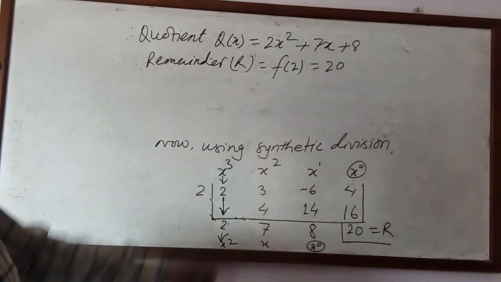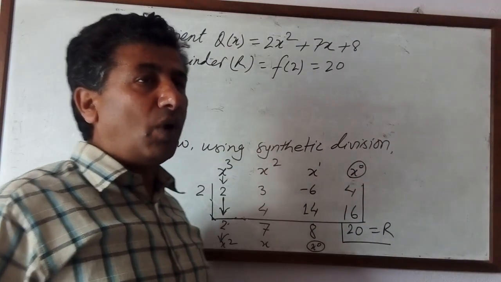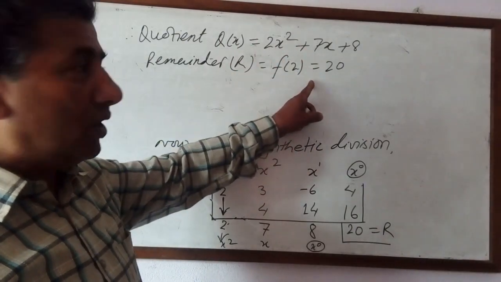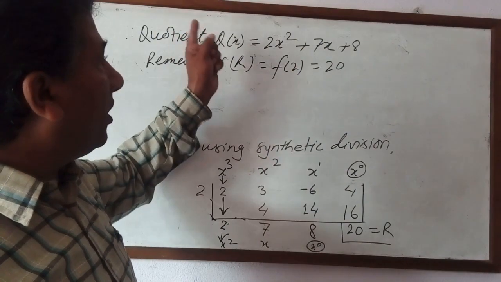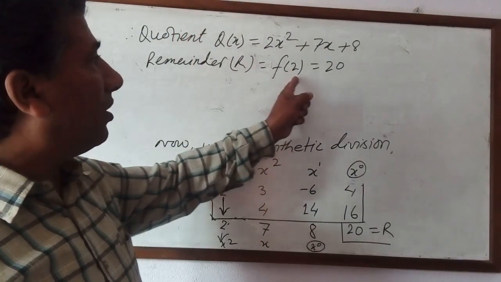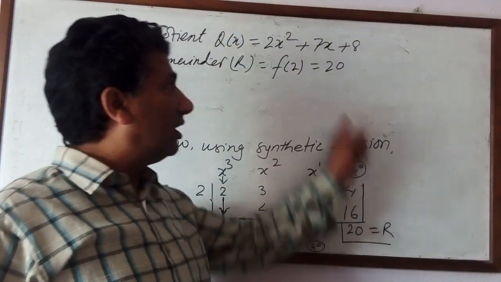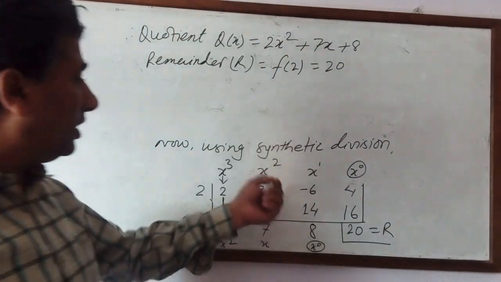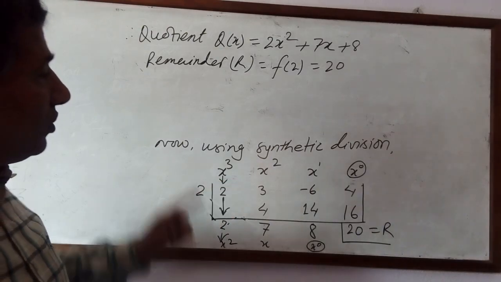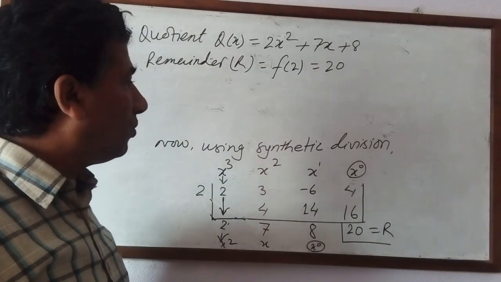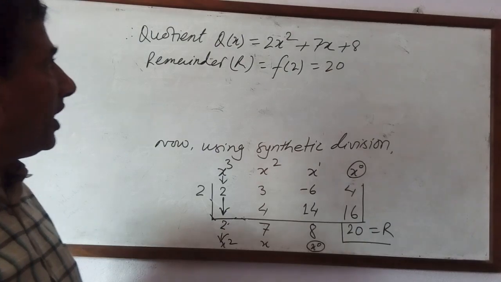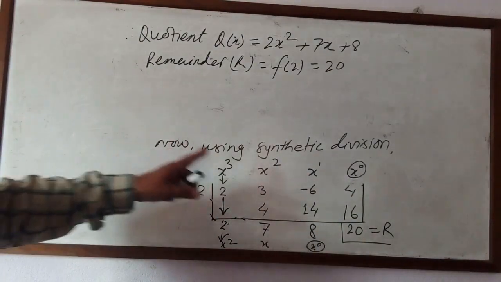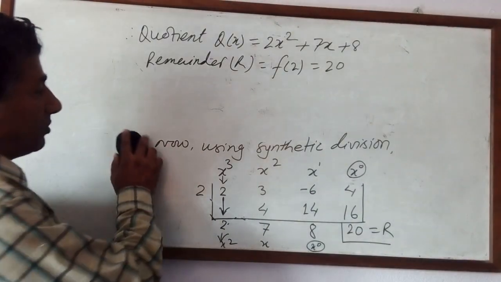Now, by using synthetic division, what did we find? We found the quotient and also the remainder. The remainder theorem gives only the remainder; it cannot give the quotient. This is how to use synthetic division to find the quotient. I did one example, and now I'll take another example for synthetic division.